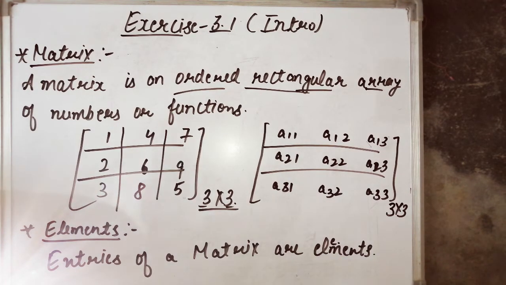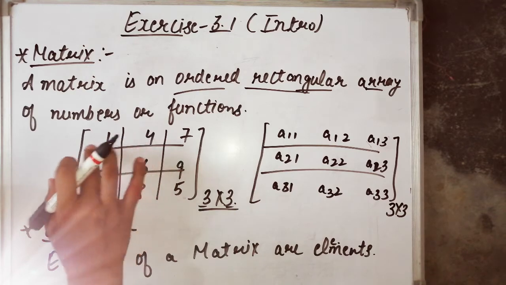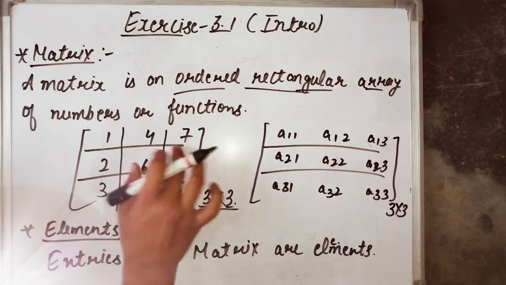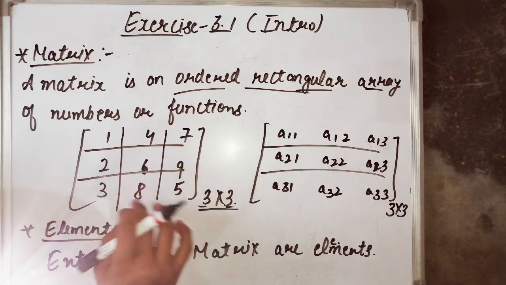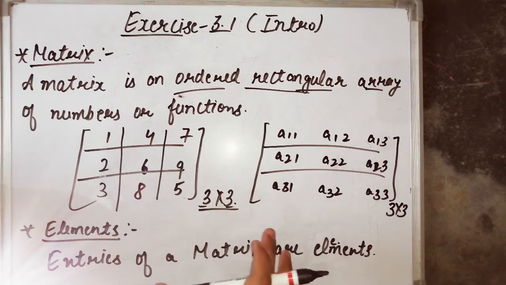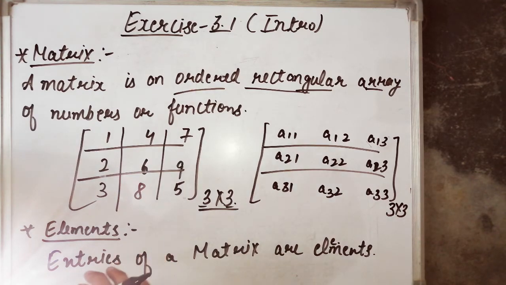So what is the definition of elements? It states that entries of a matrix are elements. There is nothing long and wide in it. What are the entries? These are the entries which I have made here: 1 4 7, 2 6 9, 3 8 5. These all are the entries which I have put here, and these are also known as elements. For now, pause the video to note it down.